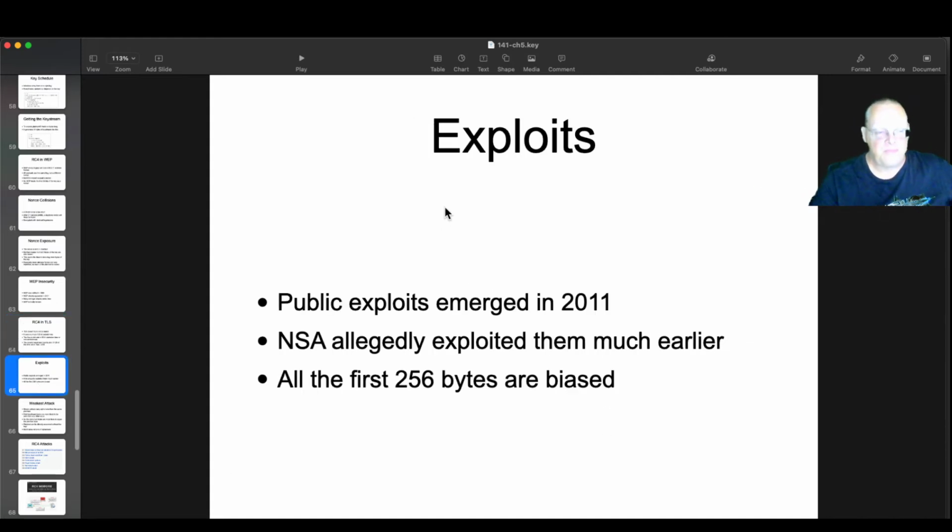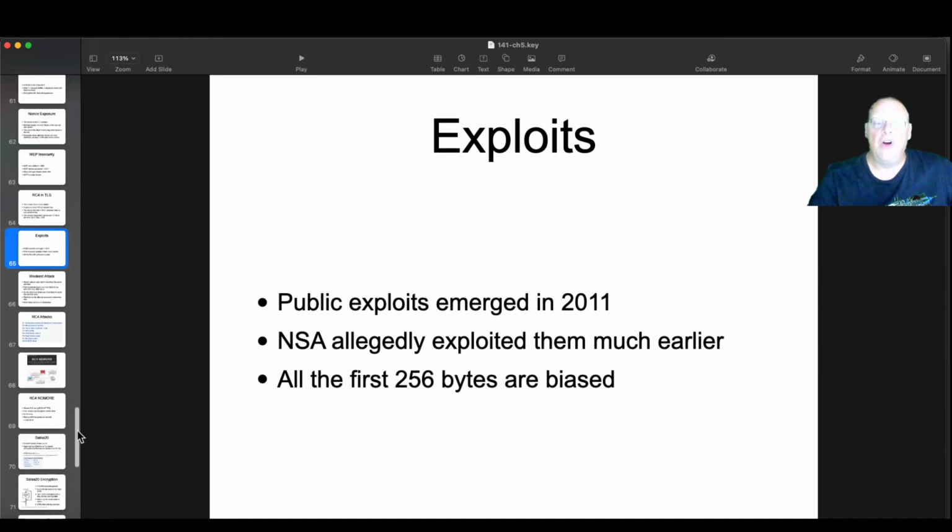Anyway, so public exploits against RC4 appeared. And supposedly the NSA had figured them out earlier, and they were using them in secret. It turns out that all of the first 256 bytes are biased. They're all 0 more often than they should be.